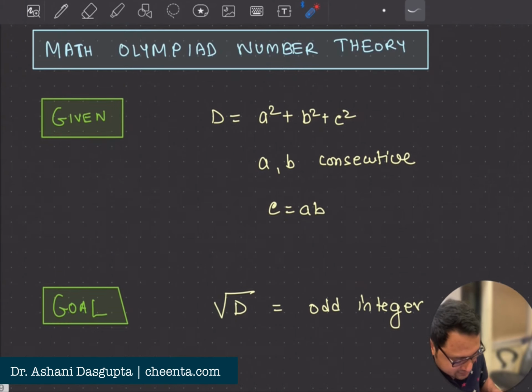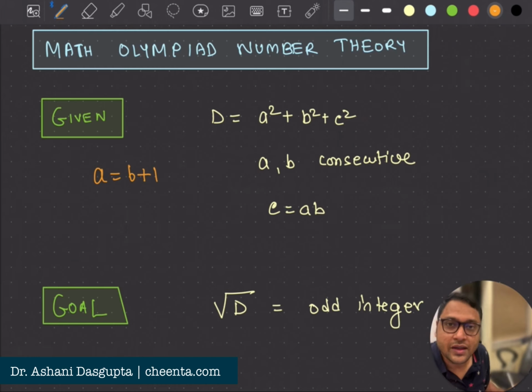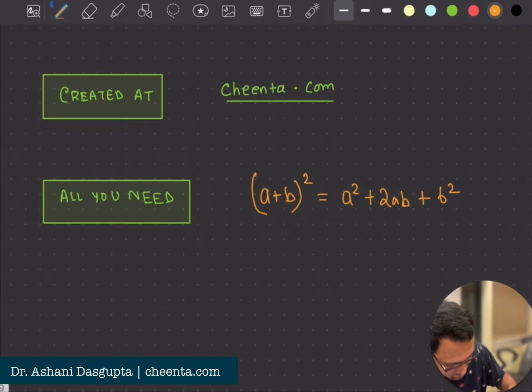What we will do is, we can assume either a is bigger than b or b is bigger than a. So there is no loss in generality if we assume a is greater than b. So we will assume that a is equal to b plus 1. And with that assumption, we will do some simplification. So let me go to the next page.